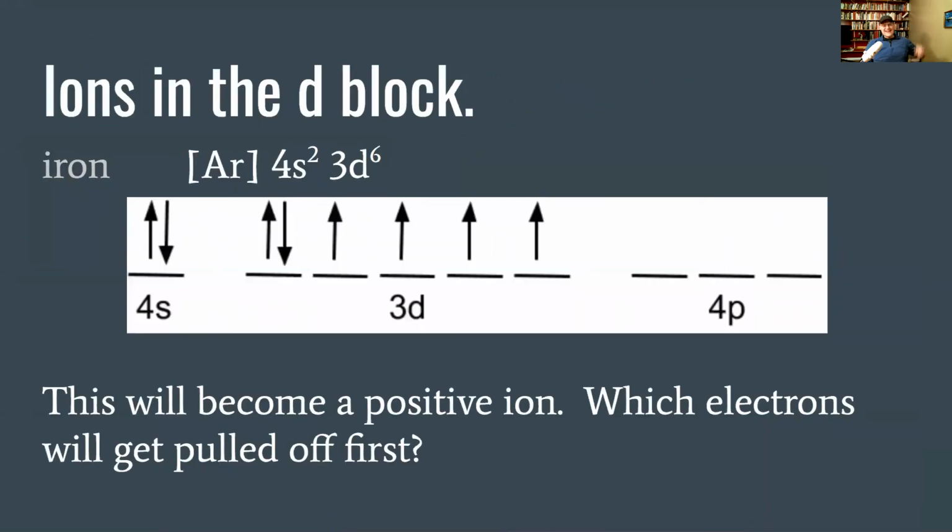So what about ions in the D block of the periodic table? For example, iron, I've got [Ar]4s2 3d6. I've already done the orbital diagram with it. If this orbital diagram is where you were starting from, and you knew that iron, because it's a metal, loses electrons and becomes a positive ion, which electrons are we going to pull off first? Are we going to be pulling off the 3d electrons, or are we going to be pulling off the 4s electrons? Take a guess.